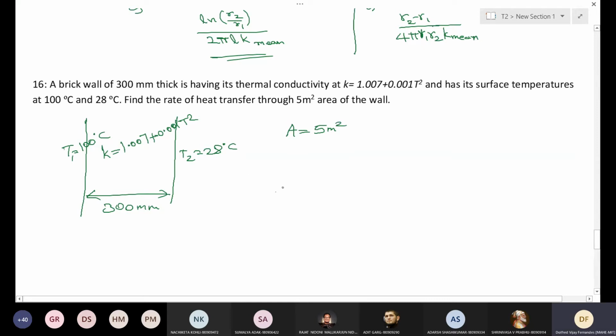So what do we have to do? We don't have the formula for this type of profile. If instead of T square it was T, then we would have the formula directly. If it is 1.007 plus 0.001 into T, then we can directly apply that formula. But we have T square there, so we have to integrate and do it.